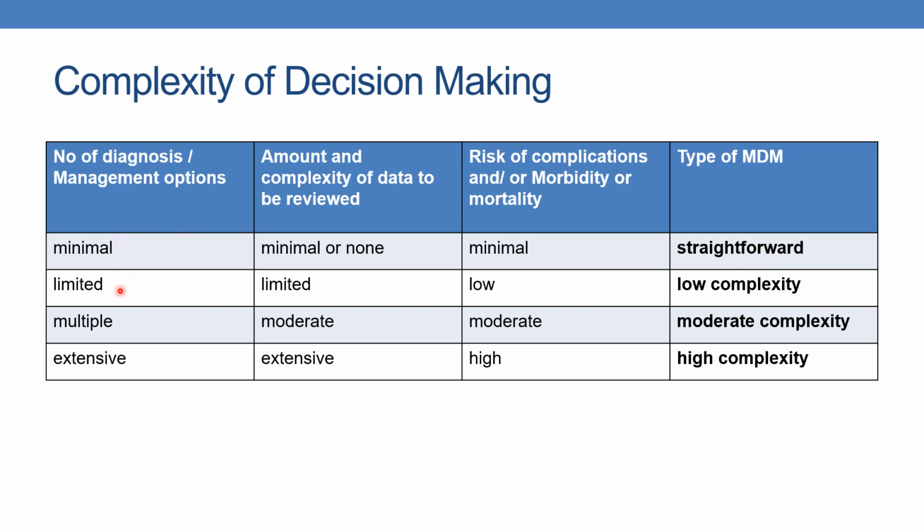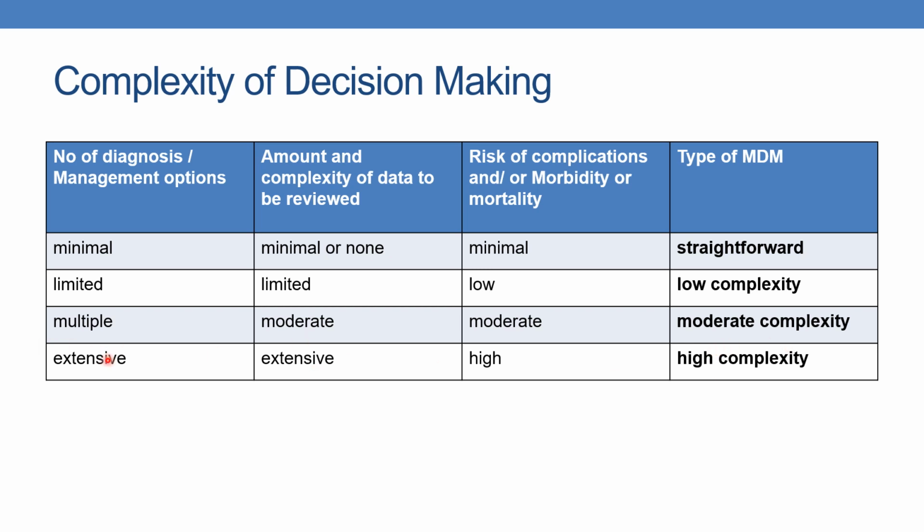If the number of diagnosis is limited, and the amount and complexity of data to be reviewed is limited, and the risk of morbidity and mortality is low, then the MDM is of low complexity. If the number of diagnosis and management options are multiple, and the amount and complexity of data to be reviewed is moderate, and the risk of complications and morbidity or mortality is moderate, then MDM is moderate.